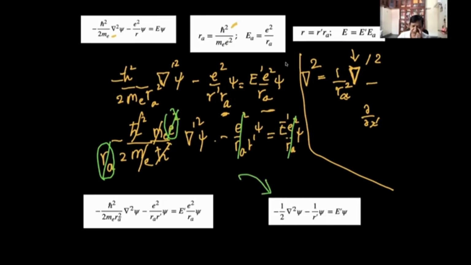Laplacian prime psi minus half minus 1 by r prime psi equal to E prime psi. Okay. Now, isn't it a great equation? I mean, what is the opinion of people? I don't need to work with h bar. I don't need to work with any e. This is what we should focus on. We should not focus on too many parameters.